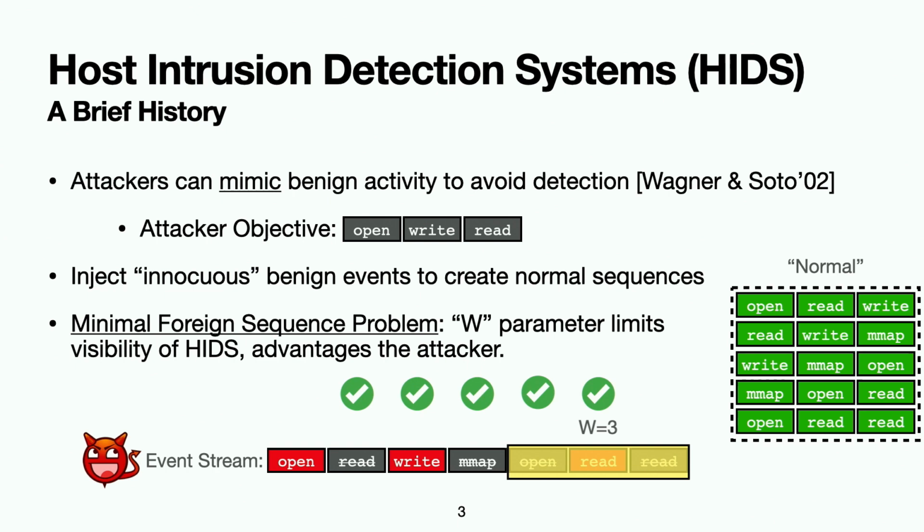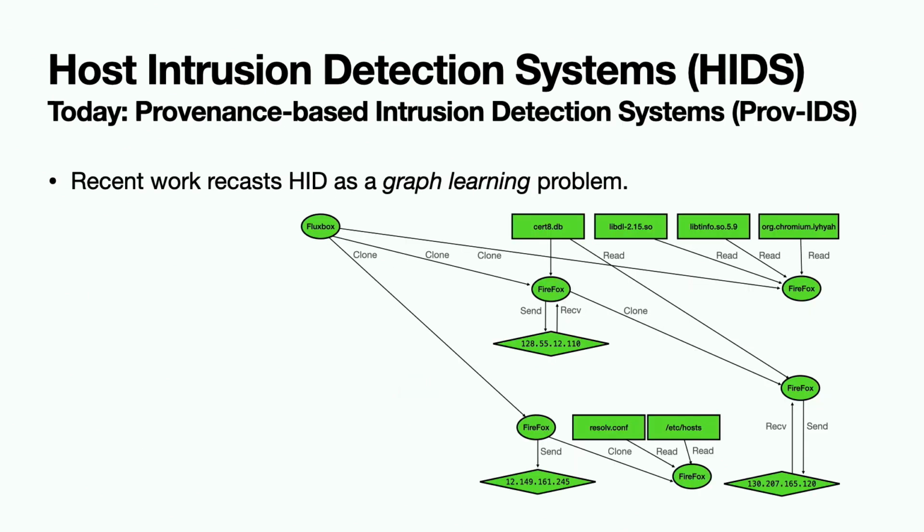Notice that this event stream is not similar to the event stream that Forest IDS was trained on. We refer to this problem as the minimal forward sequence problem. Essentially, because Forest is limited by its window size, the visibility of Forest is limited, and an attacker can take advantage of that. Modern day work in system auditing and machine learning have recast the problem of host intrusion detection as a graph learning problem.